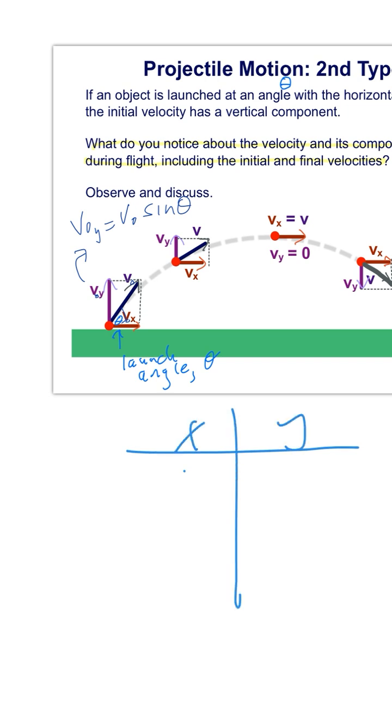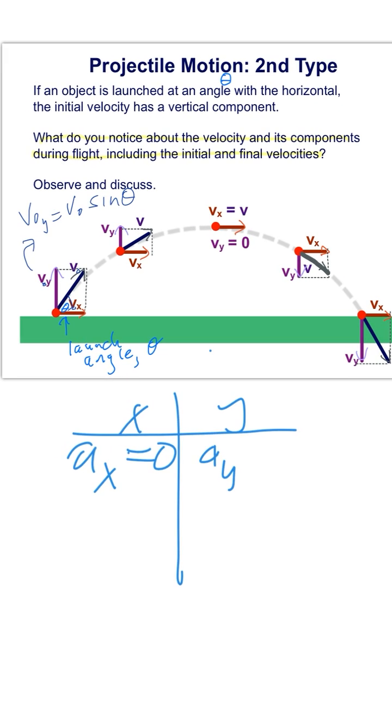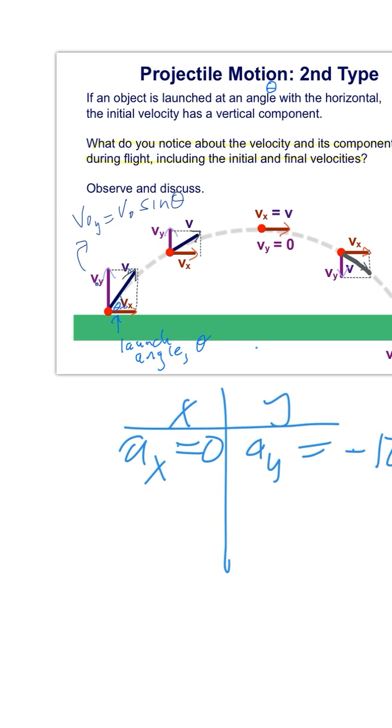Okay, AX is always going to be 0. That's going to be the same. And AY is always going to be negative 10 meters per second squared. That's always true.